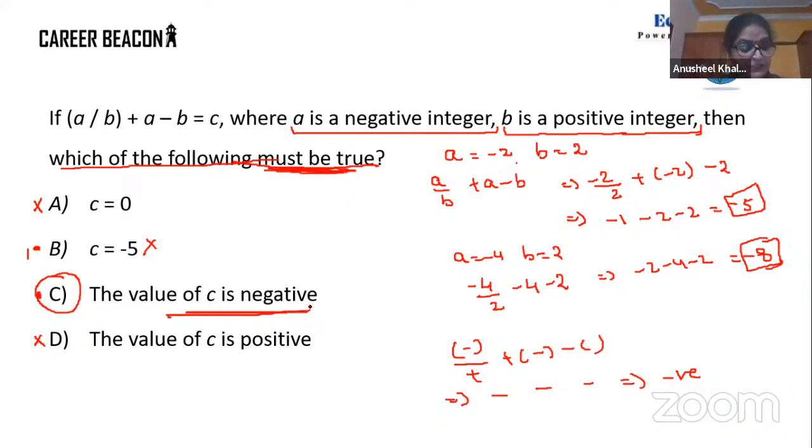Any doubts, any questions? So from this question, we have learned that whenever there is some condition, assume values based on the conditions, right? And try to avoid using similar numbers, right?